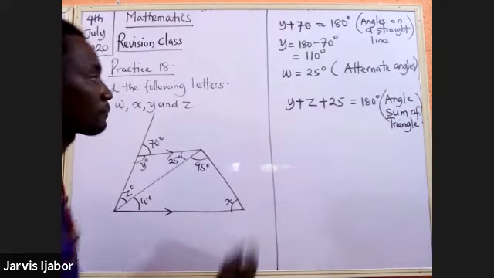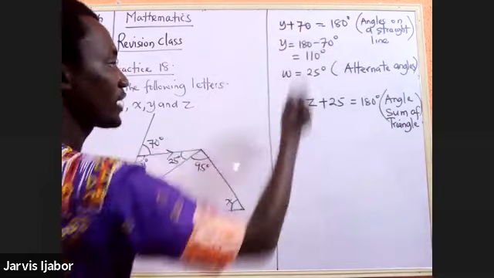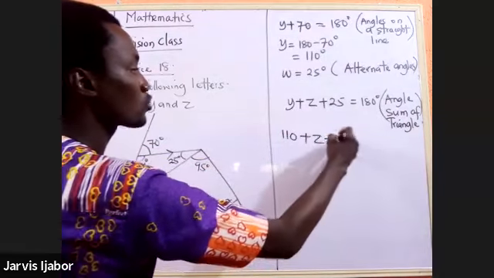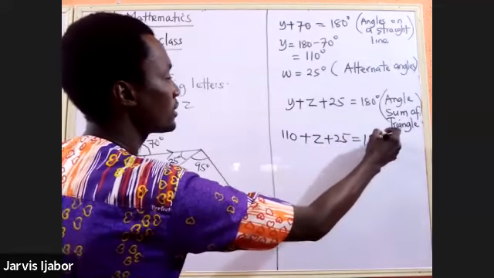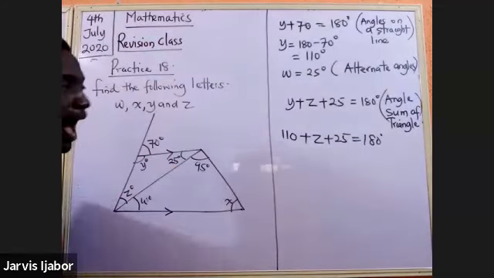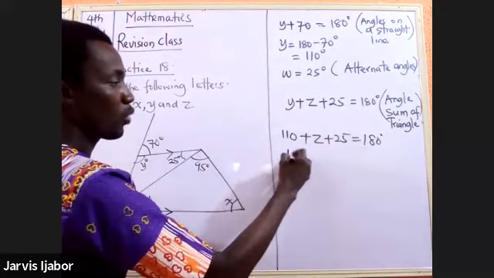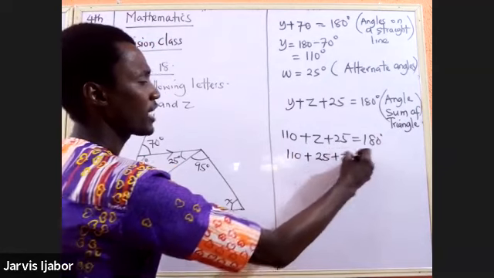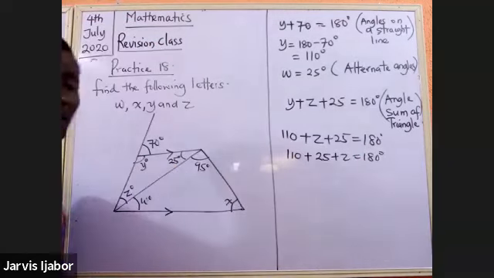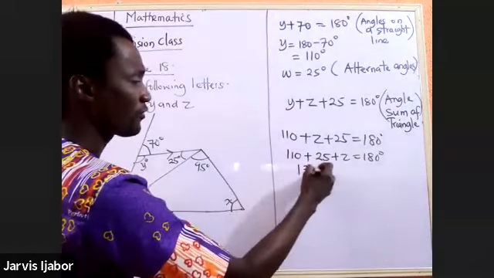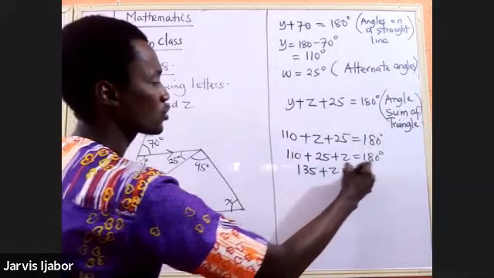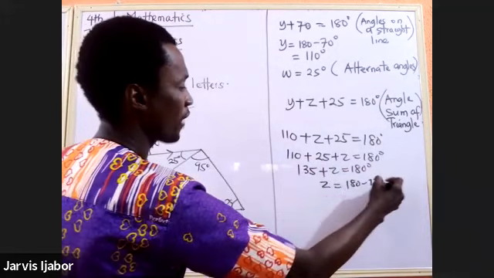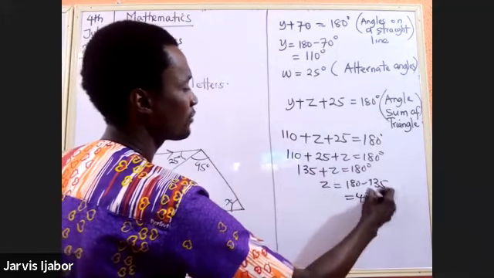Now look at this. We have gotten y to be 110. So this will be 110 plus z, which I don't know, plus 25 equal to 180 degrees. I will add this to this. So 110 plus 25 plus z is equal to 180 degrees, meaning that 135 plus z is equal to 180 degrees, and z will be equal to 180 minus 135. The final answer will be 45 degrees.